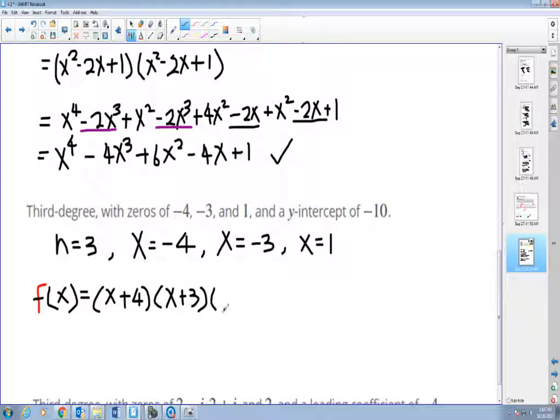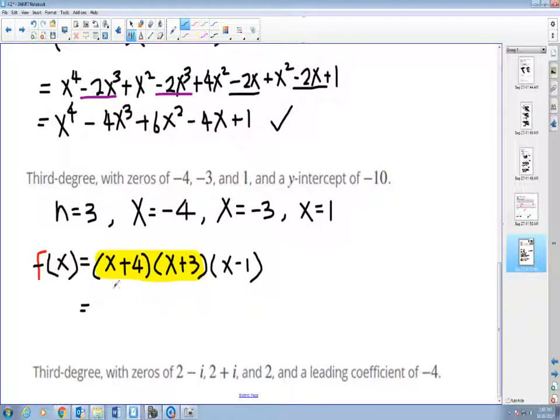And the last one is x minus 1. Alright, let's multiply this thing out. When we multiply, we can only do 2 at a time, okay? So 2 terms times 2 terms, we can use the FOIL method. The first thing I do for the FOIL method, x times x, which is x squared. The last thing I do for the FOIL method, positive 4 times positive 3, positive 12.